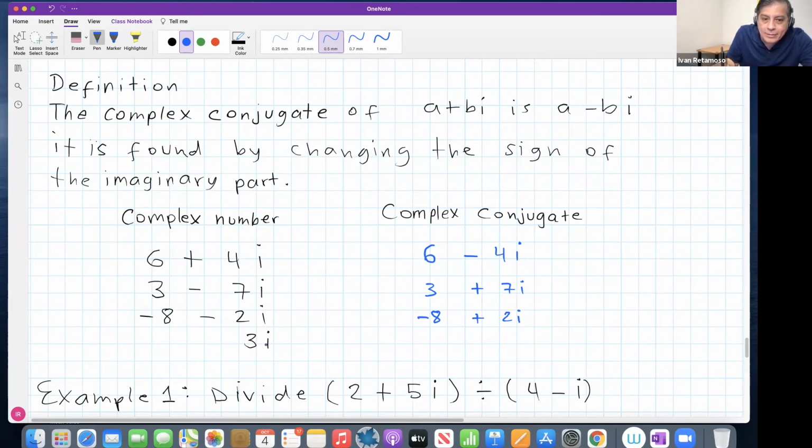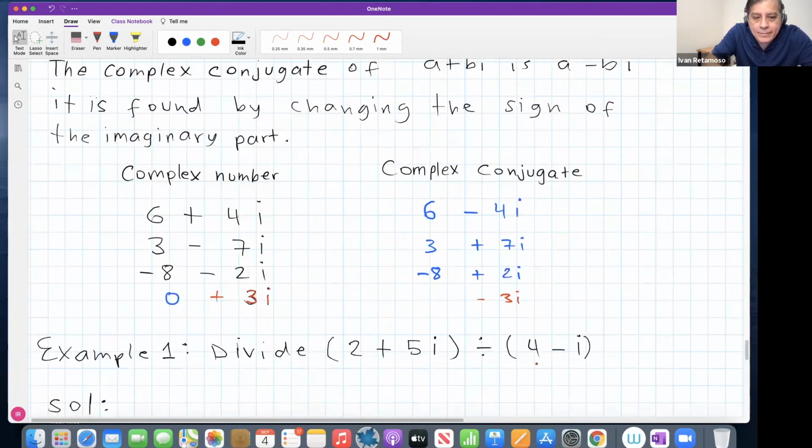And for this number, you may say, Professor, where is the real part? Remember, when you don't see a real part, the real part is 0, right? This is like 0 plus 3i, right? This is 3i. So the complex conjugate of this should be just 0, which we don't write, just minus 3i, right? Very good. Excellent, guys.